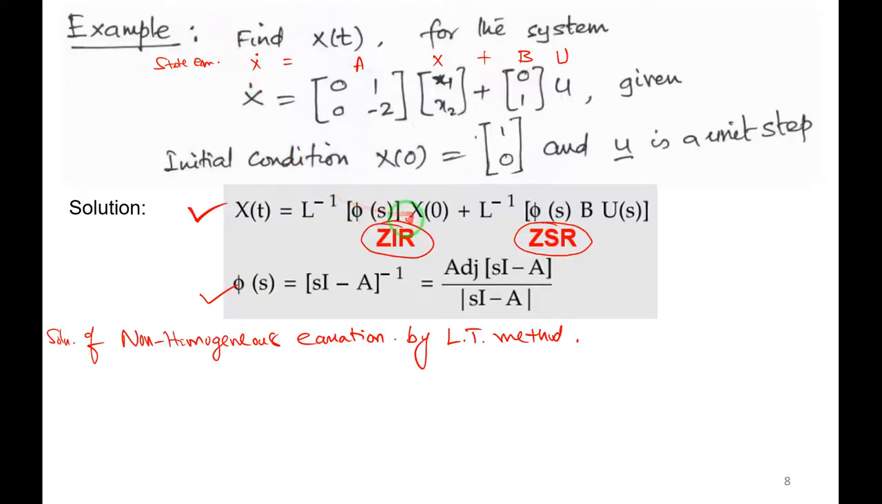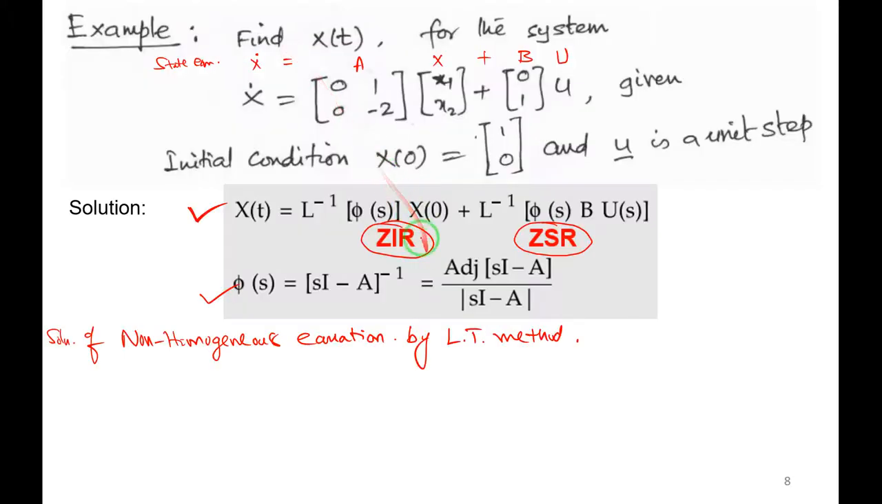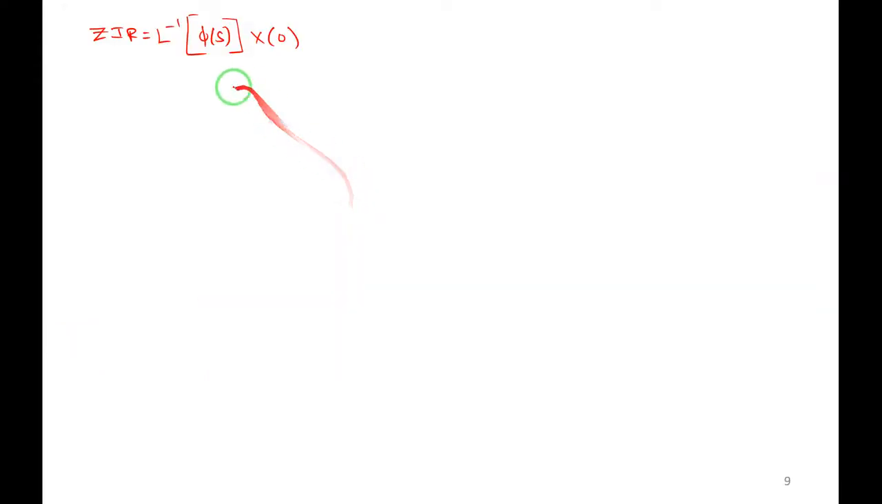Laplace inverse of phi of s into x of 0, right? Is it fine? x of 0 is given, x of 0 is [1 0], right? So first we will multiply phi of s into x of 0. First we have to find out phi of s, right? So call this as equation 1.